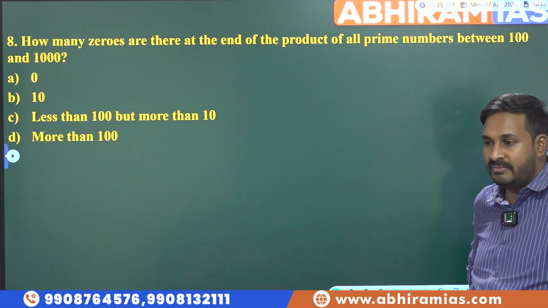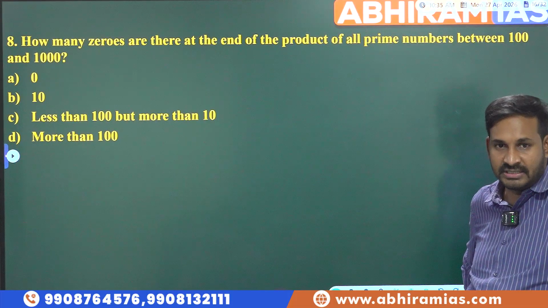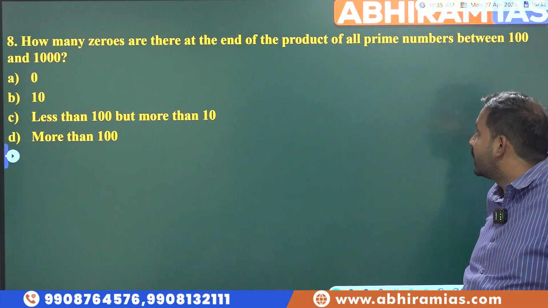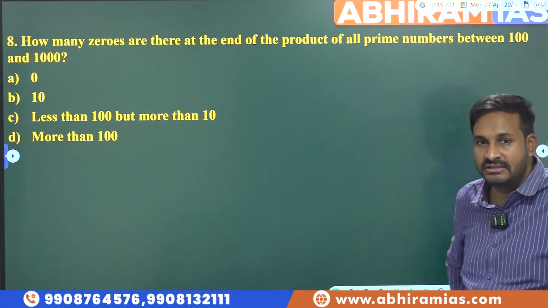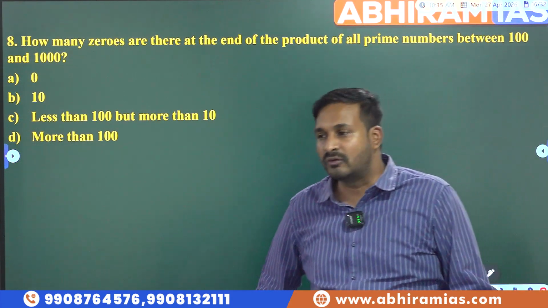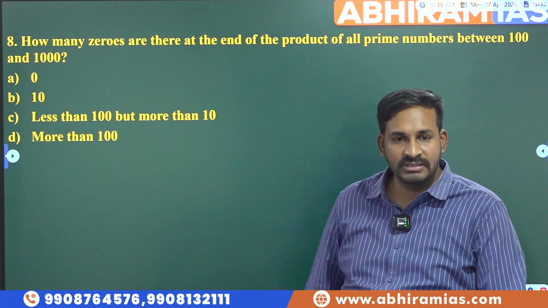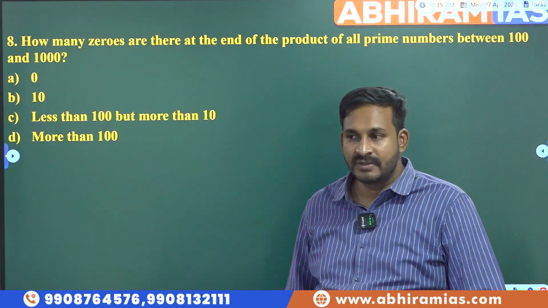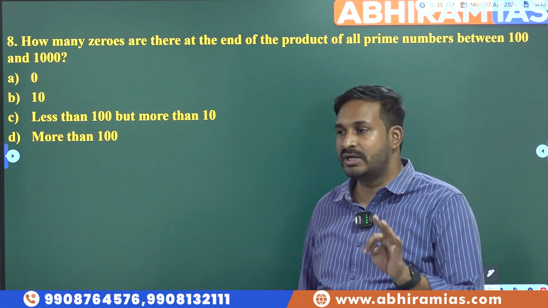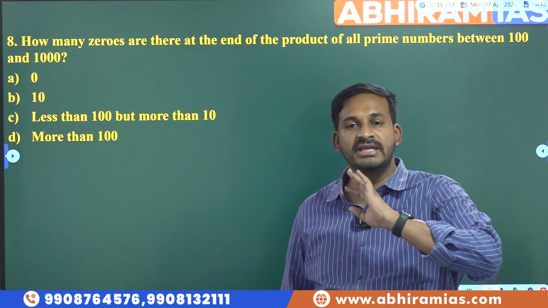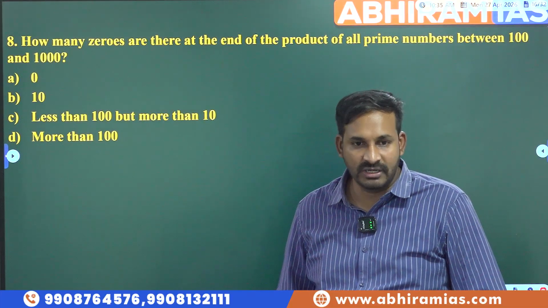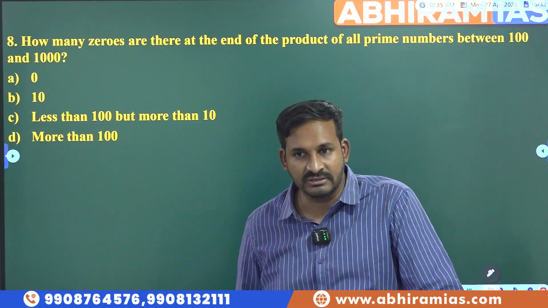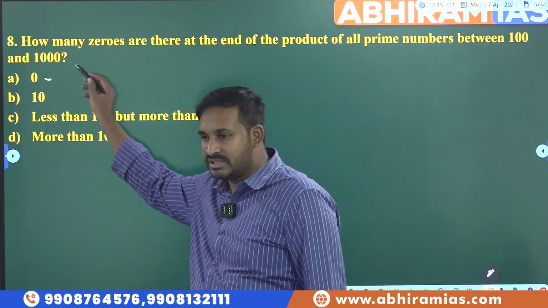The 8th question. Why? Because between those questions you can answer them. You do it. How many zeros are there at the end of the product of all prime numbers between 100 and 1000? Between 100 and 1000, all the prime numbers: is there any prime number which ends with 5 apart from 5? There will be no prime number which ends with 2 or 5 apart from 2 and 5. If 5 is not in the units place, is there any chance of getting a 0 at all? So we will have no zeros at all.